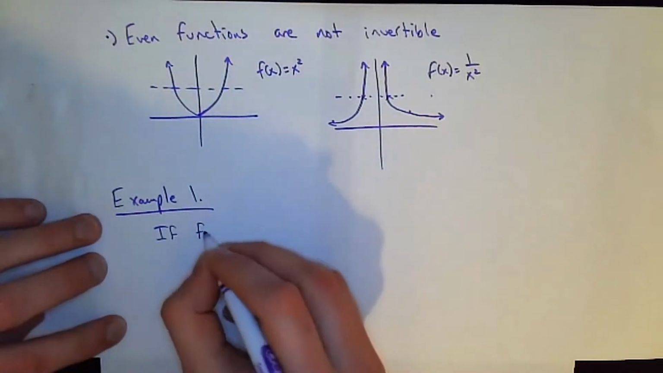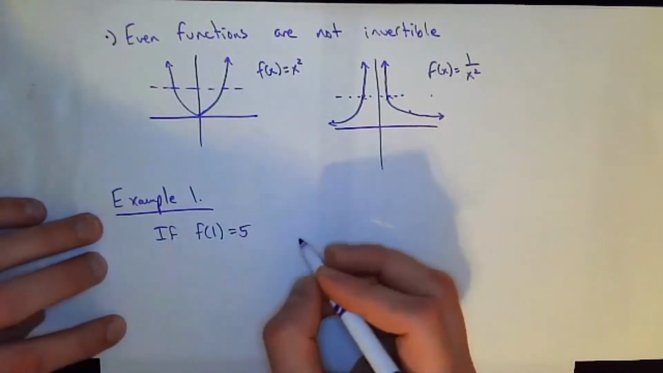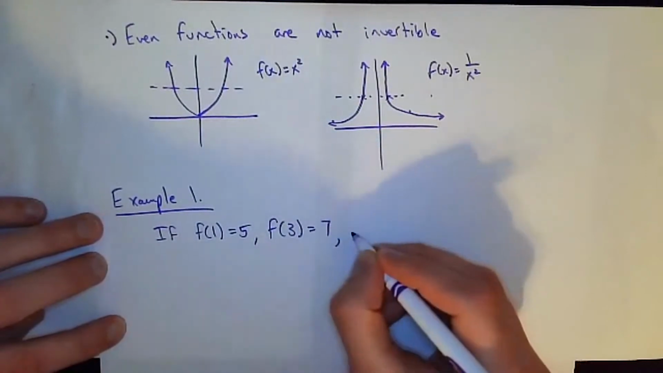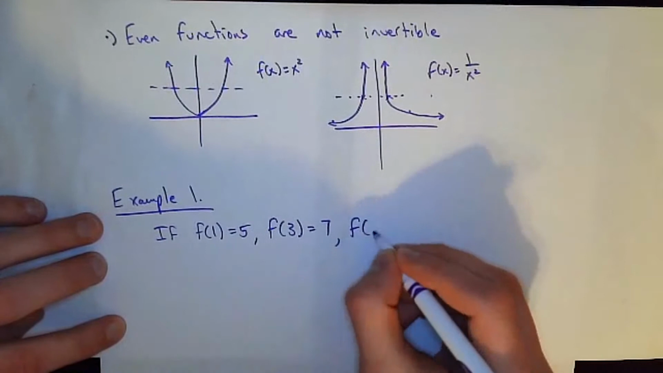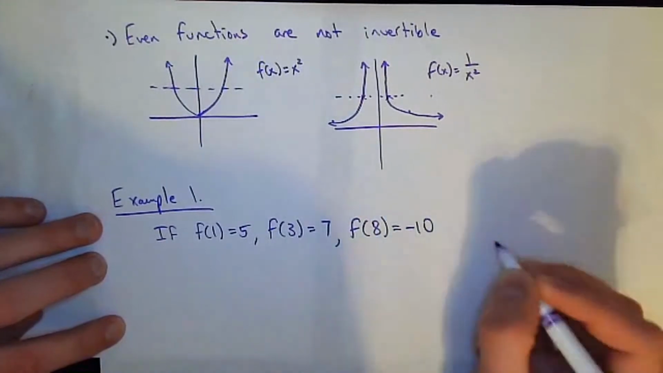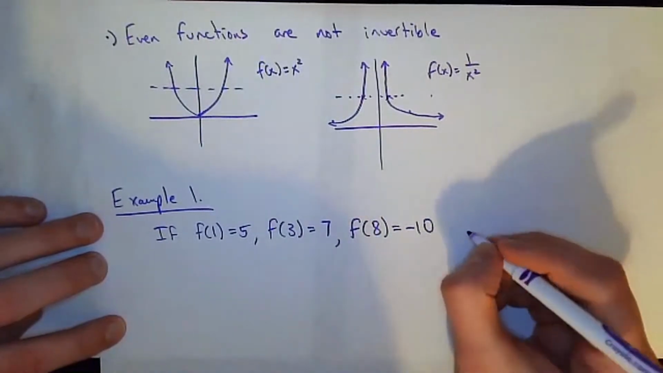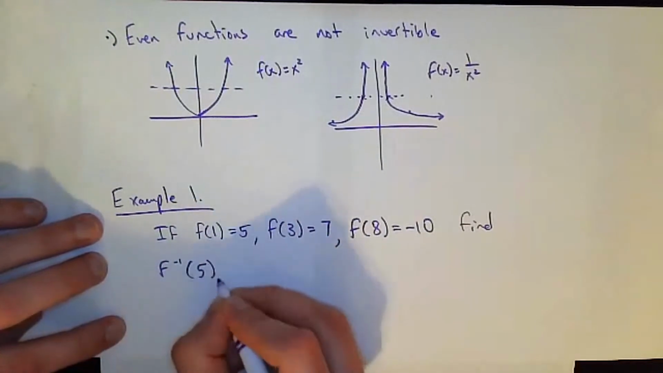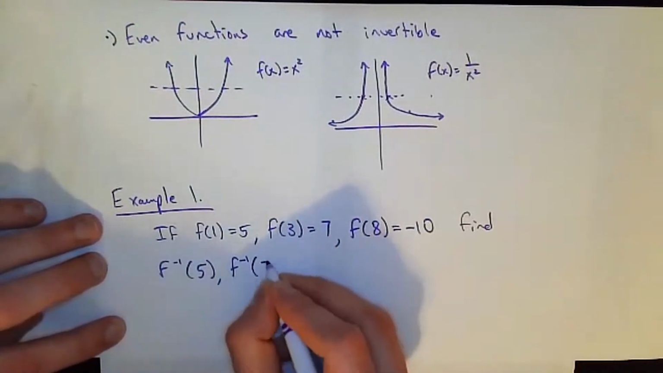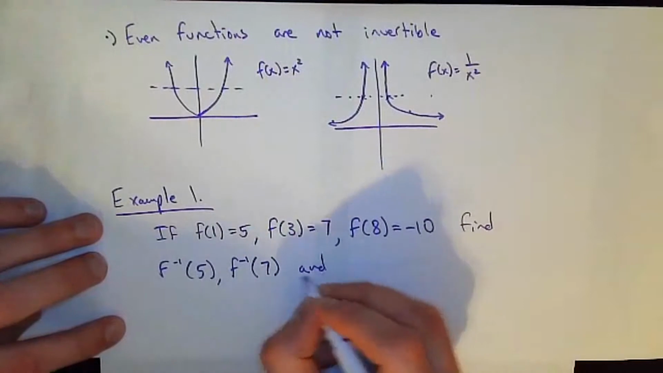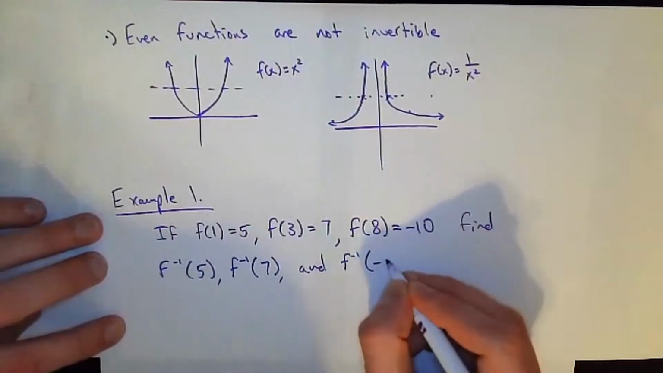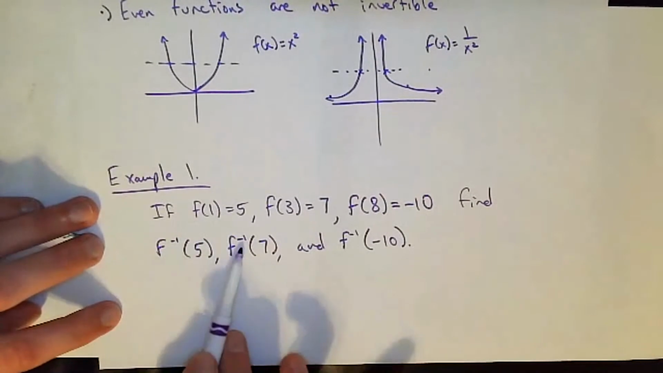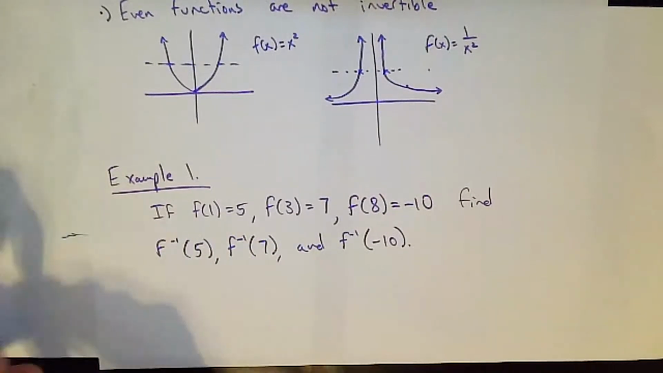Let's actually start working with some inverse functions. Baby steps though. So if f of 1 is equal to 5, f of 3 is equal to 7, and f of 8 is equal to -10, find f inverse of 5, f inverse of 7, and f inverse of -10. So I'm introducing that inverse function notation again here.